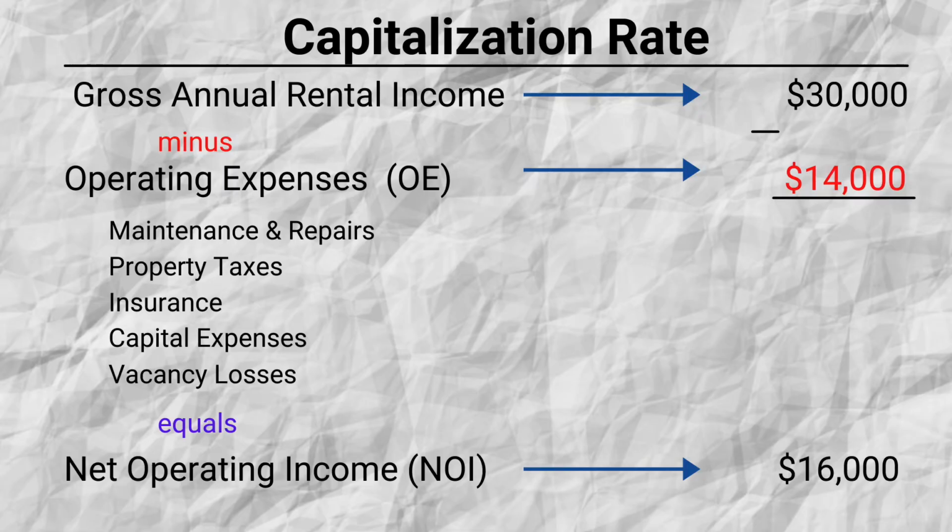Okay, so let's do an example. You own a rental property and the rent is $2,500 a month. So times 12, that's $30,000 gross annual income. Now the expenses listed here are $14,000 a year. Keep in mind that every property is different. You have to do your due diligence because expenses vary from property to property. Okay, so $30,000 minus $14,000 leaves you with $16,000, and that is your NOI.